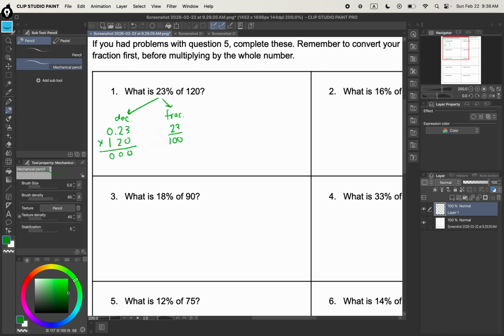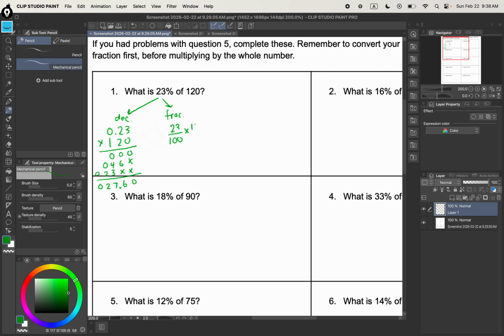0 times 0, put a placeholder next row. That's a 4, 2 times 0 is 0, 2 placeholders, 1 times 3, 1 times 2, and 1 times 0. Okay, add it together. 7, 2, 0. Okay, and so let's double check if I have these numbers here, and then I have 2 decimal places, so that should be my answer. Let's check over here and see if we get the same thing.